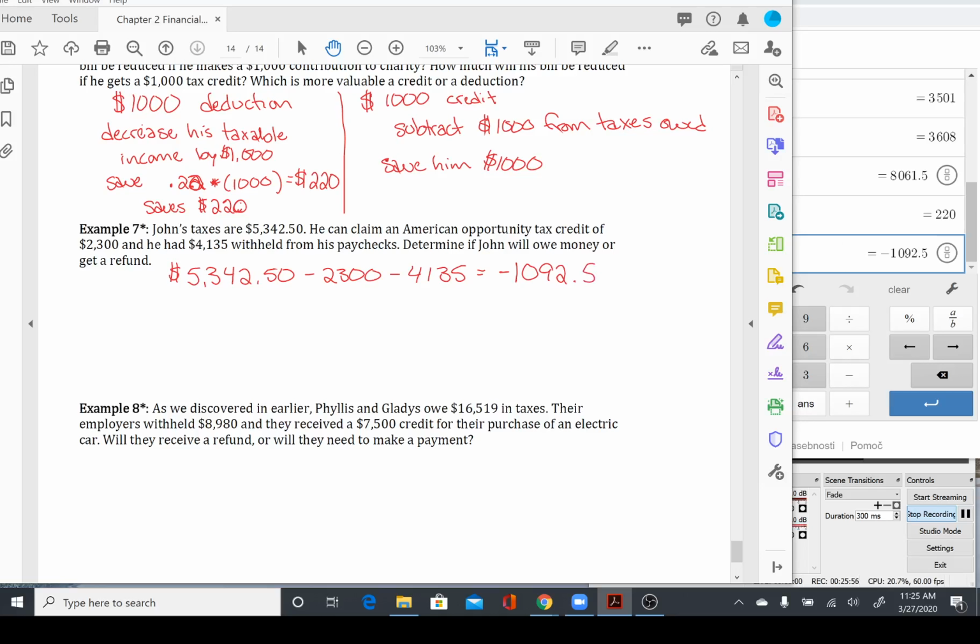You will see that you've got a negative number, and you need to interpret that. Does that negative number mean that he owes money, or does that negative number mean that he now is owed a refund? So think about it in context. He originally owed $5,000. He could take away these things to reduce his bill. And so this negative number represents a refund that he should be getting.